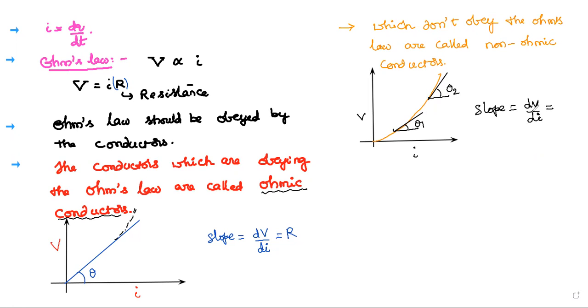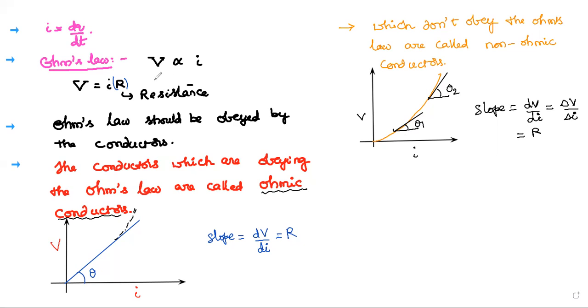Even though the slope is variable, we try to find dV by dI, like delta V by delta I, taking small changes. That equals the instantaneous resistance. And if the resistance is continuously changing in the formula, who is the R here? The proportionality constant.